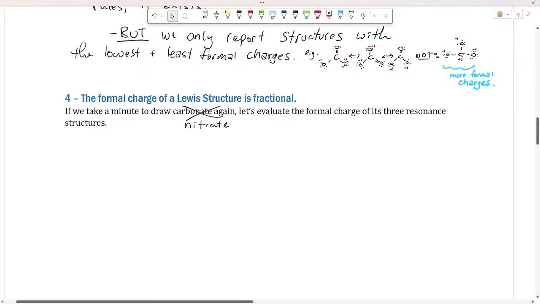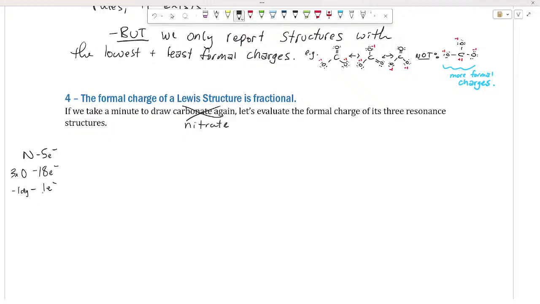We'll find out. Okay, so nitrogen gives us how many electrons? 5. 5 electrons. 3 oxygens will give us how many? 18. And a charge of -1 will give us 1 electron. And that is a total of 24 electrons. So we're going to need a double bond, so that's good.